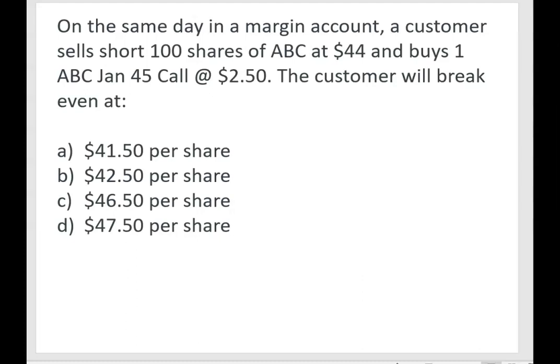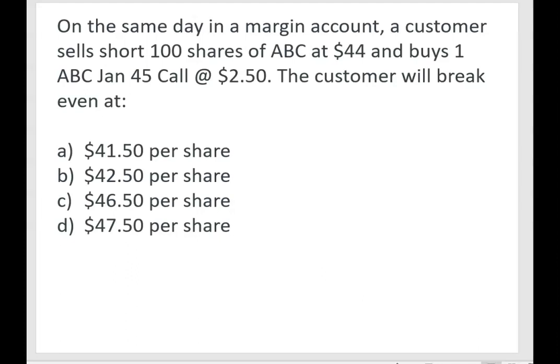On the same day in a margin account, a customer sells short 100 shares of ABC at $44 and buys one ABC January 45 call at $2.50. The customer will break even at A, $41.50 per share, B, $42.50 per share, C, $46.50 per share, D, $47.50 per share. Okay, counted 7, so let's see what our answer is.